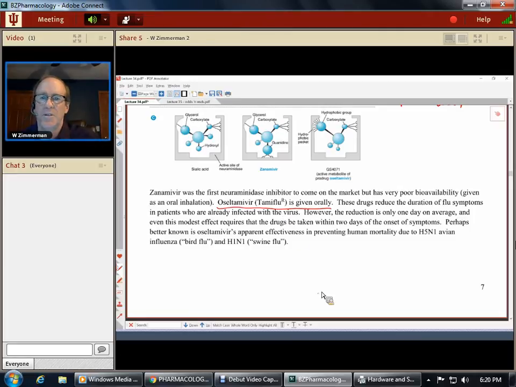Look at this. These expensive drugs reduce the duration of flu symptoms in patients who are already infected with the virus by 1 day on average. And even that requires that the drug be taken with the onset of symptoms. So really where these drugs are effective is in preventing human mortality from some really severe flu strains like the avian influenza, the bird flu, or the swine flu. Occasionally there have been epidemics of a strain of the influenza virus that has a high mortality. So save it for that.